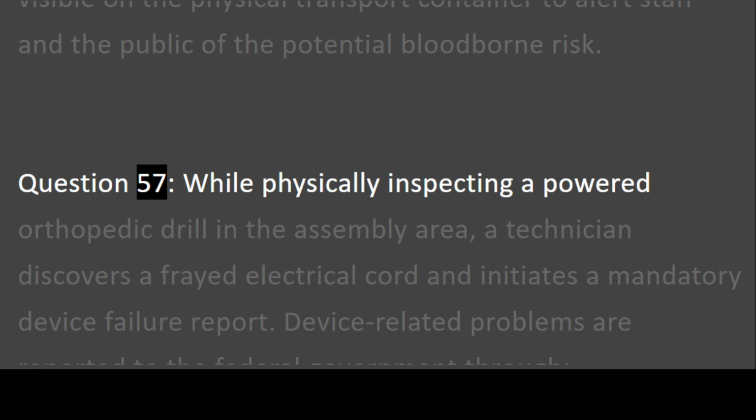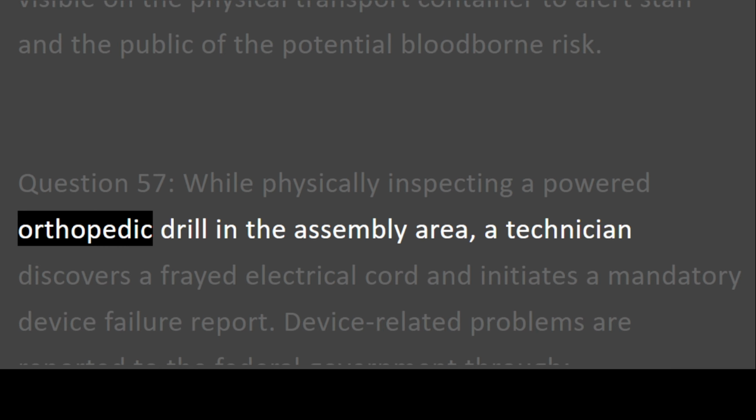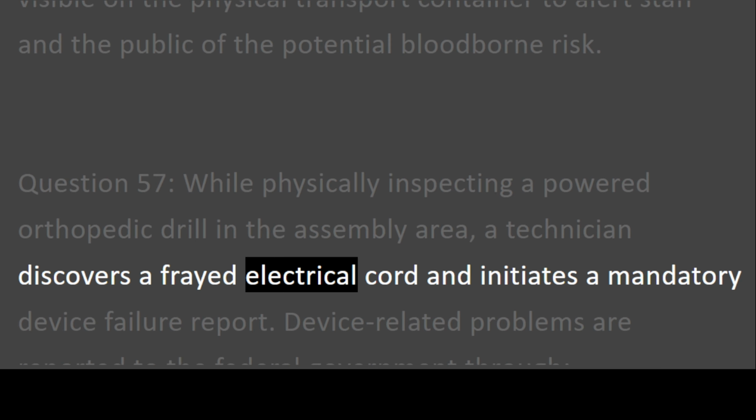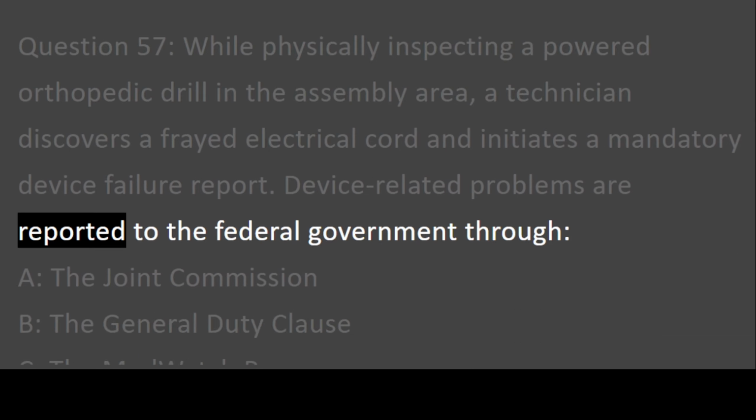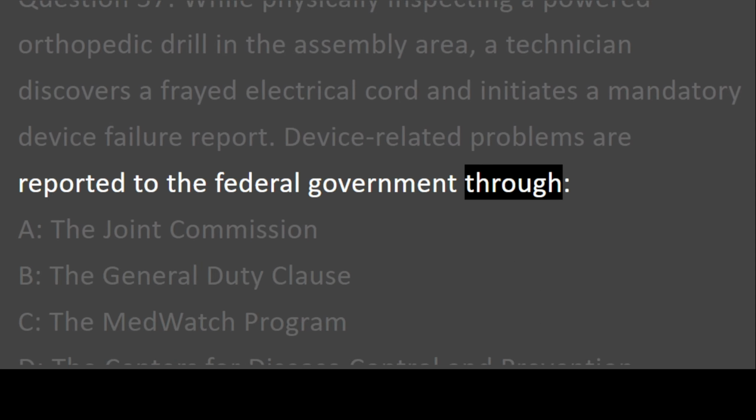Question 57. While physically inspecting a powered orthopedic drill in the assembly area, a technician discovers a frayed electrical cord and initiates a mandatory device failure report. Device-related problems are reported to the federal government through A.